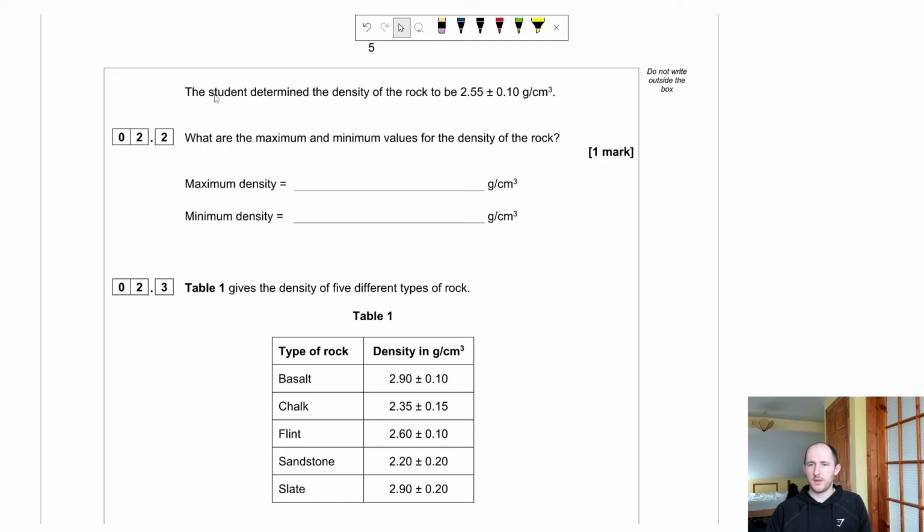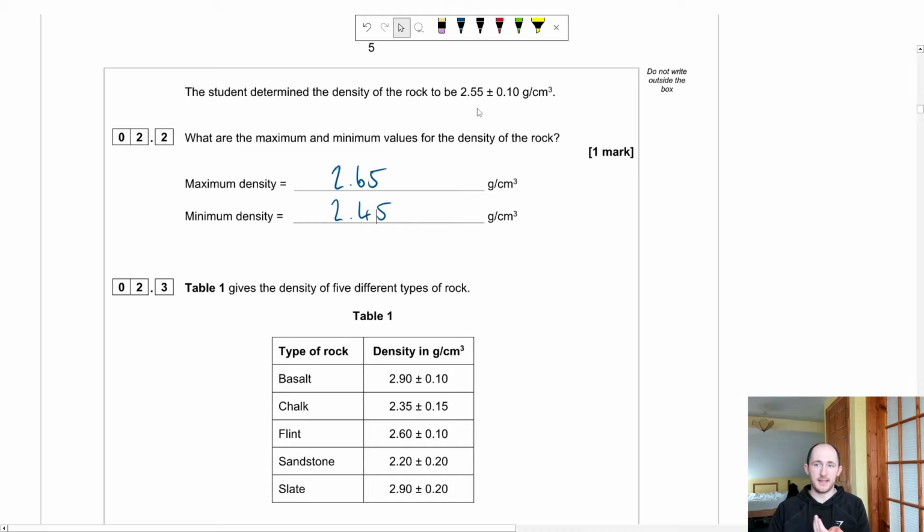Okie dokie, so the student determined the density of the rock to be 2.55 plus or minus 0.1 grams per cubic centimetre. What's the max and min? This is just bounds from GCSE maths. So what they're saying is the max is going to be add 0.1, so that would be 2.65, and the minimum will be take away 0.1, so that'd be 2.45.